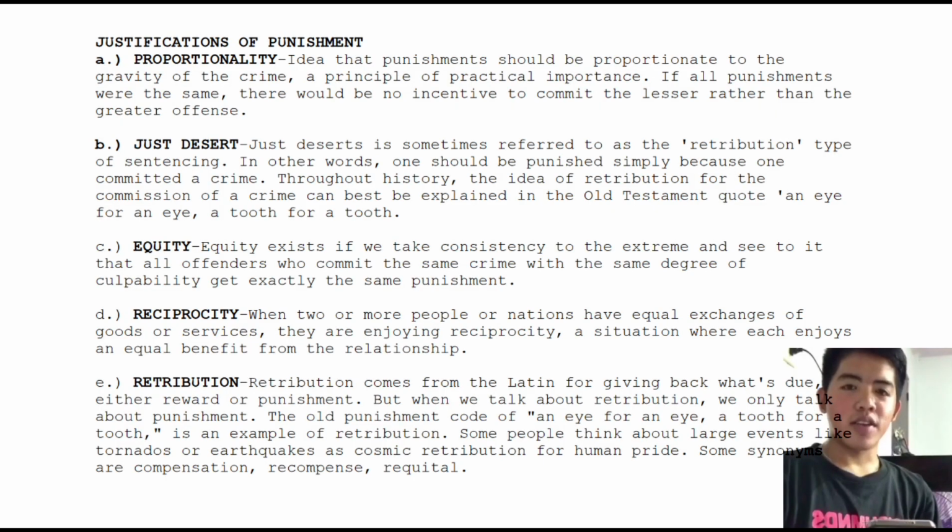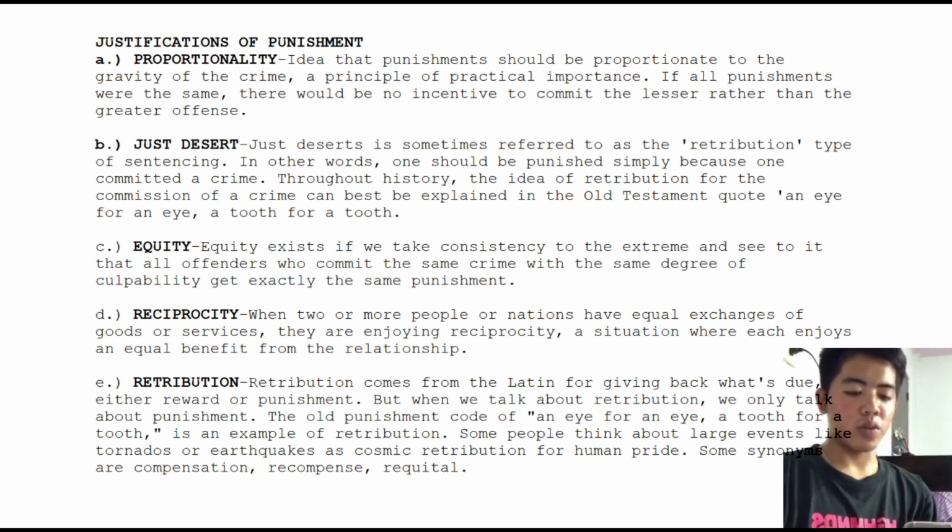Now that we are at it, why are people being punished? Let's go to the justification of punishment. There are 5 justifications of punishment, which are proportionality, just desert, equality, reciprocity, and retribution. In this way, all offenders will have equality based on what crime they did. Let me explain each of them.